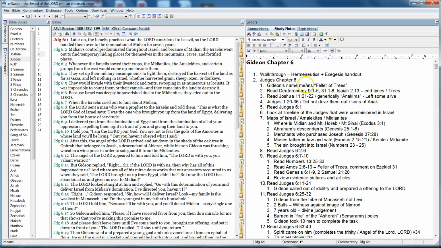The first thing I noted is that names sometimes can really add to our understanding in the Bible. And again, that would be part of this hermeneutics and exegesis work that I had done prior. But Gideon means feller of trees, and yes, that does apply to what we're going to see here in the story. The trees, and I'm going to tell you the interpretation as it comes through the text, the trees, especially cedar trees and possibly oak trees, stand for the Nephilim or the Raphaim. They're known by different names here in the Old Testament.